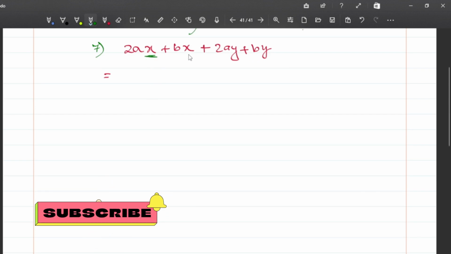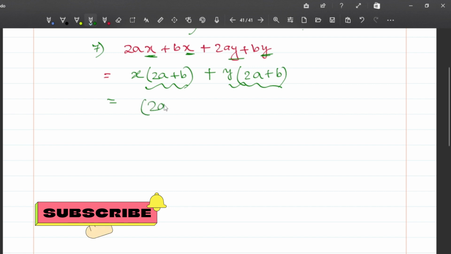Now this is sum number 7. Here we can take common x from the first and second term. So we have a plus b. Similarly we can take common y from the third and fourth term. So from both we can get common. This is your answer.